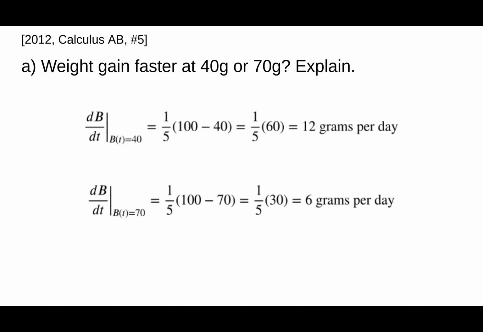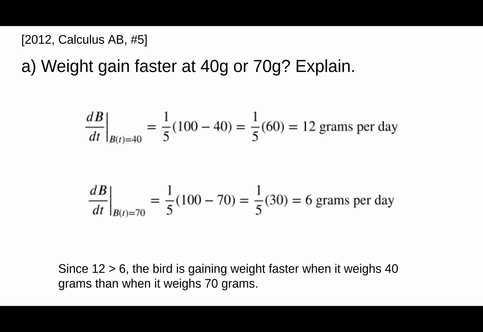dB dt when b of t is 70 is 1/5 of 100 minus 70, or 1/5 of 30, which is 6 grams per day. And at this point, it's just a simple comparison problem. Since 12 is greater than 6, the bird is gaining weight faster when it weighs 40 grams than it is when it weighs 70 grams.